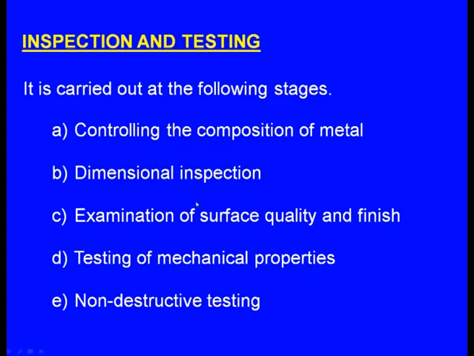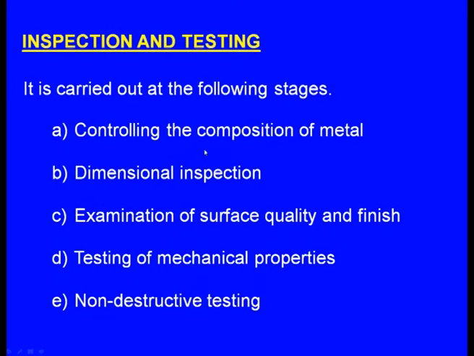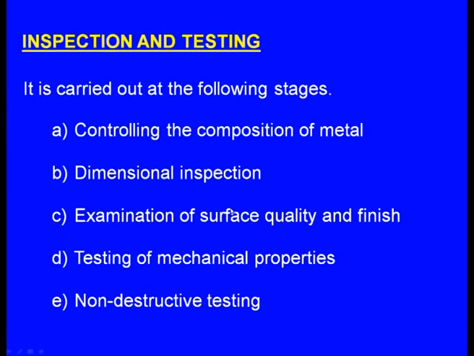So, friends, in this lecture we have seen the inspection and testing and also the quality control. In the inspection and testing, we have learnt different ways of inspection and testing, controlling the composition of the metal. Next one, dimensional inspection we have seen. Next one, examination of surface quality and finish, that also we have seen. Next one, testing of different mechanical properties we have seen. Next, we have seen non-destructive testing like visual inspection, radiographic inspection, magnetic inspection, ultrasonic inspection, liquid penetrant inspection, eddy current inspection. So, with this we have completed the inspection and testing.